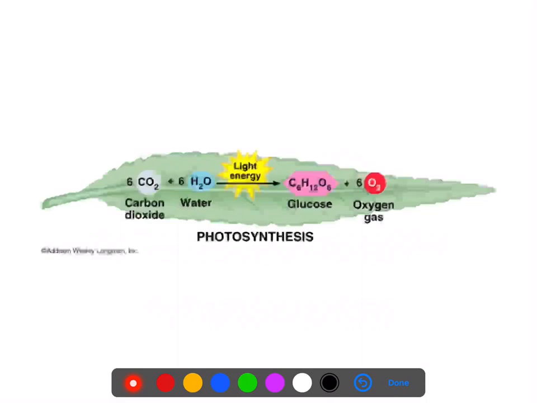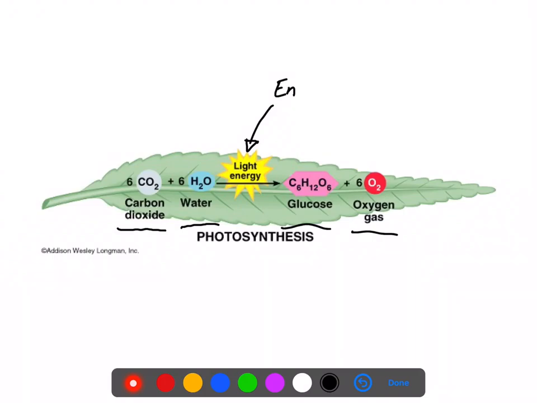Let's begin with arguably one of the most important reactions on the planet, and that is the photosynthetic equation. So notice that there are 6 CO2 molecules, 6 water molecules, and then the role of sunlight, which is to provide the energy to create glucose and oxygen. There's quite a bit going on in this reaction. It doesn't happen in one single step.